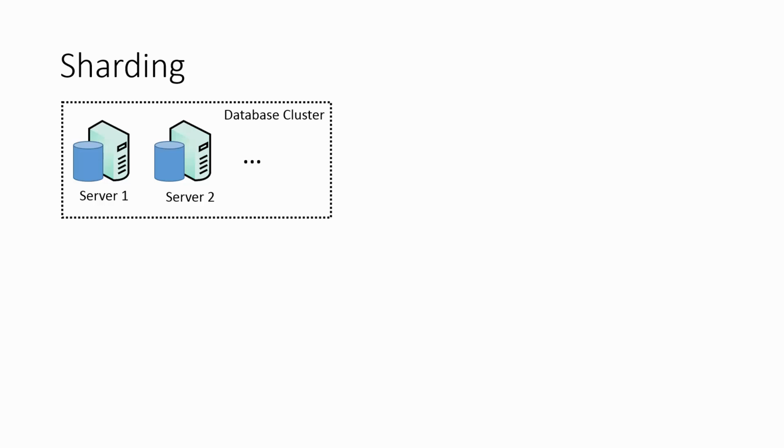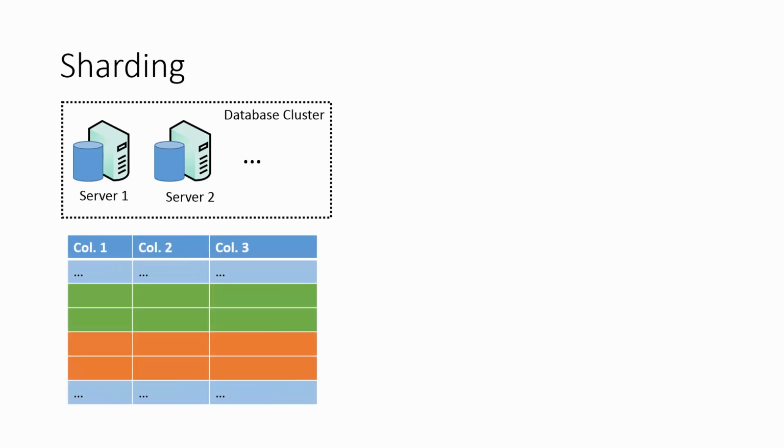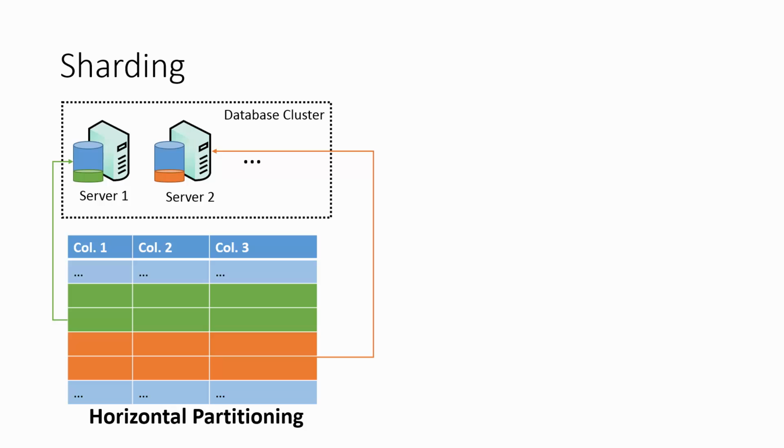So in the first example, you have a database cluster which has 2 or more servers. And I'm taking a single table that is stored in the database server and splitting that table based on the rows. So some of the rows will go to server 1 and some of the rows will go to server 2. Now this sharding technique is known as horizontal partitioning because you're taking a table and splitting up the rows in the table based on some criteria, and distributing that across servers in your database cluster.